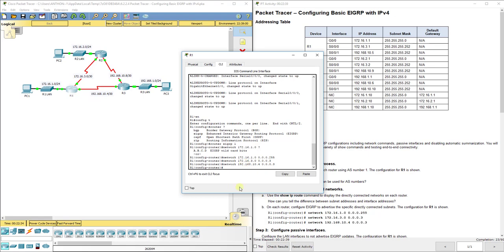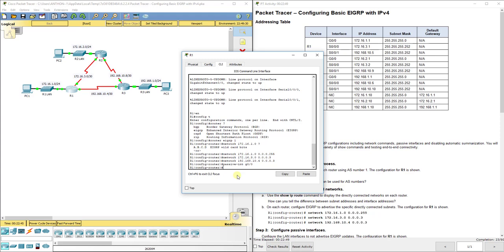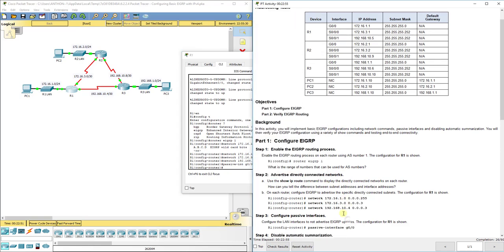So what I want to do here is set a passive interface, and that's what the next direction is telling you to do, of G0/0, the interface name, and that's the LAN interface there. So I do not want to send out routing updates to my LAN interface.